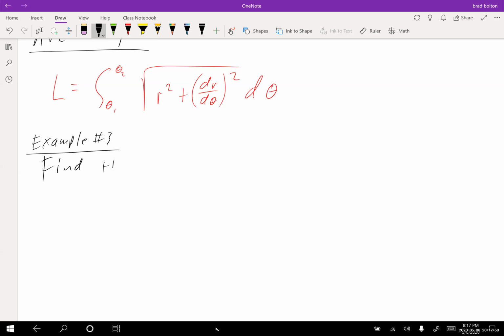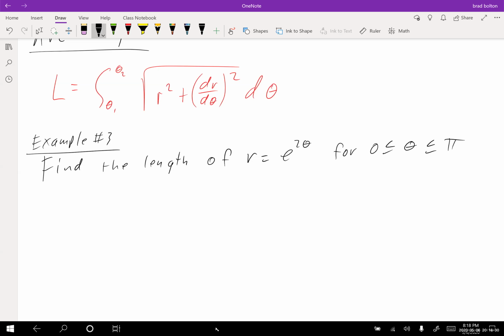Find the length of r equals e to the 2 theta, for 0 less than or equal to theta less than or equal to pi. Remember, it's really important with polar and parametric is the when, because if you were going to draw a parametric curve and you went from 0 to pi, you wouldn't have the full shape. And that goes the same for polar curves.